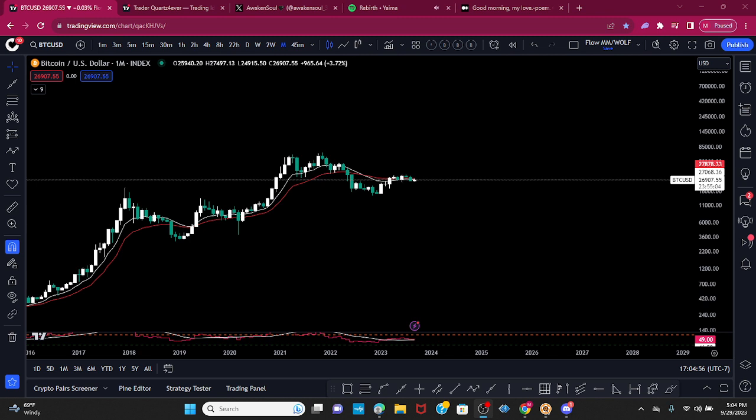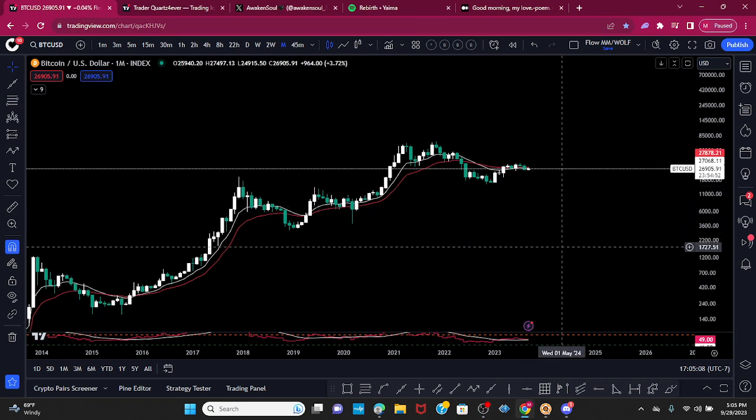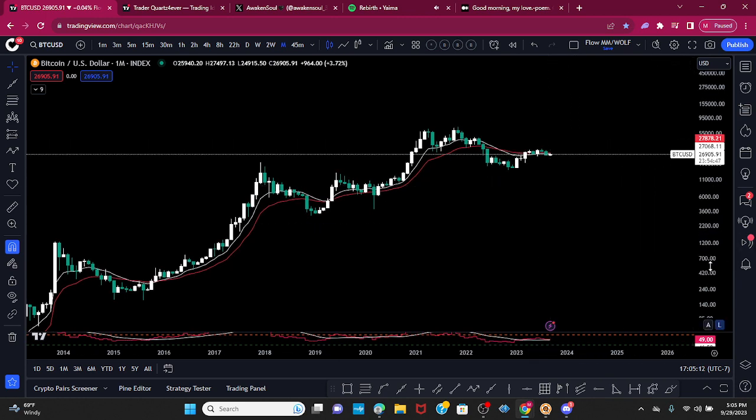Today we're going to be looking at Bitcoin, setting it up for our next trade, and walking you through the process of how I look at the charts and how I set up the charts to take one good trade a day. First thing is starting off on the monthly. I always start off on the monthly with a clean chart. I use the 12 and 26 EMAs.